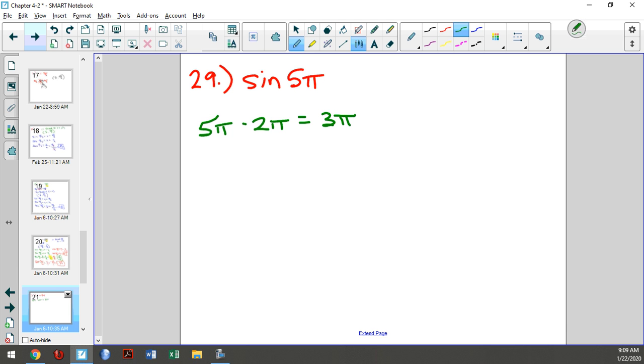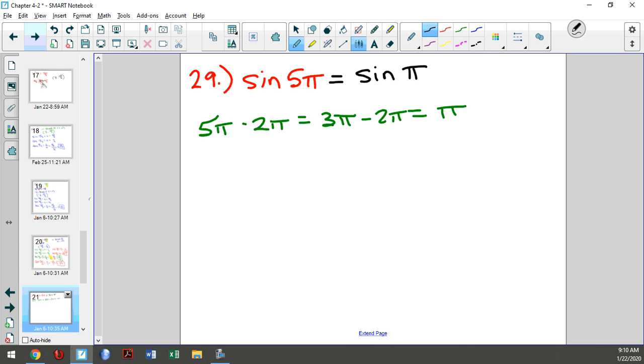Now, is 3 pi on the unit circle yet? Is that between 0 and 2 pi? No, it's still larger. It's still a corkscrew angle, right? So I need to do it again. So what is 3 pi minus 2 pi? 1 pi. You know what this means? This means that the sine of 5 pi is actually doing the sine at pi. They are exactly the same value.